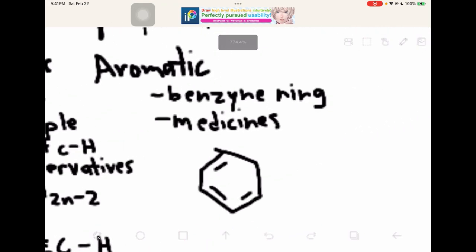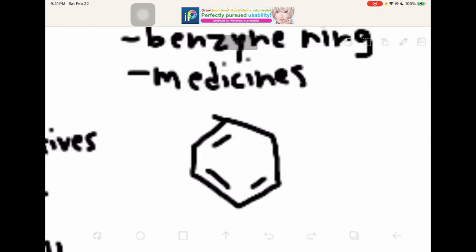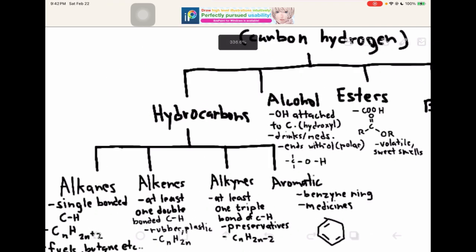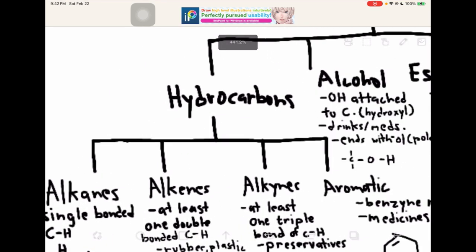Lastly, for aromatic, it's just the presence of a benzene ring. If you see some hexagonal shape over here, that's basically what we call an aromatic. It's used primarily in medicines. And that concludes our section for hydrocarbons.